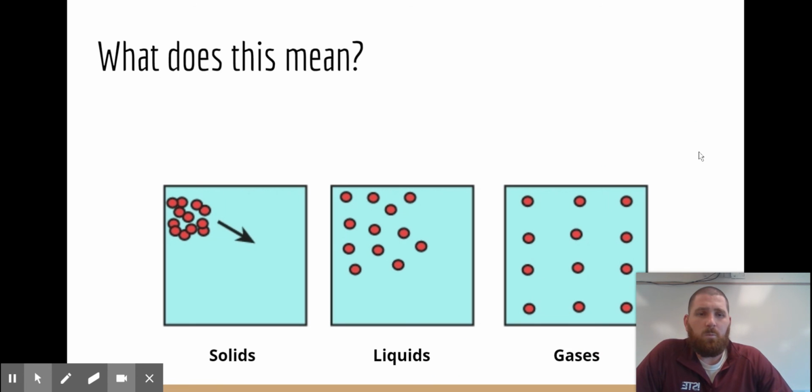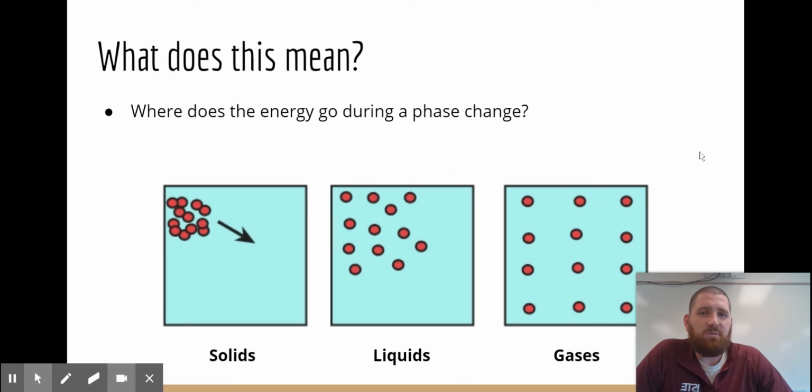Now, this brings up the question of where does that energy go during a phase change? If we continue adding energy to a substance, normally you'd expect the temperature to go up. But we just saw that that's not necessarily the case. So where do you think that energy is going? Go ahead and give me your prediction.